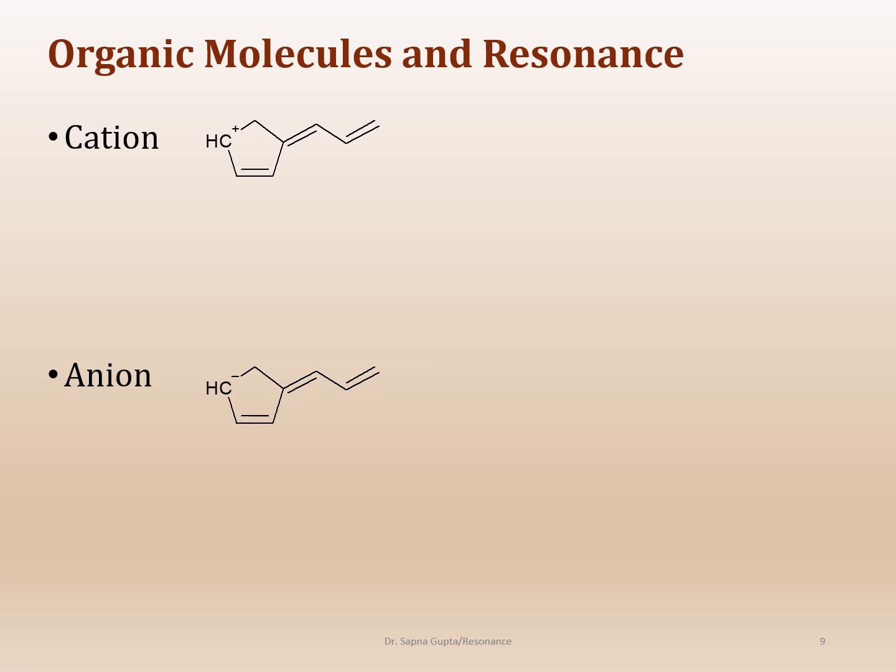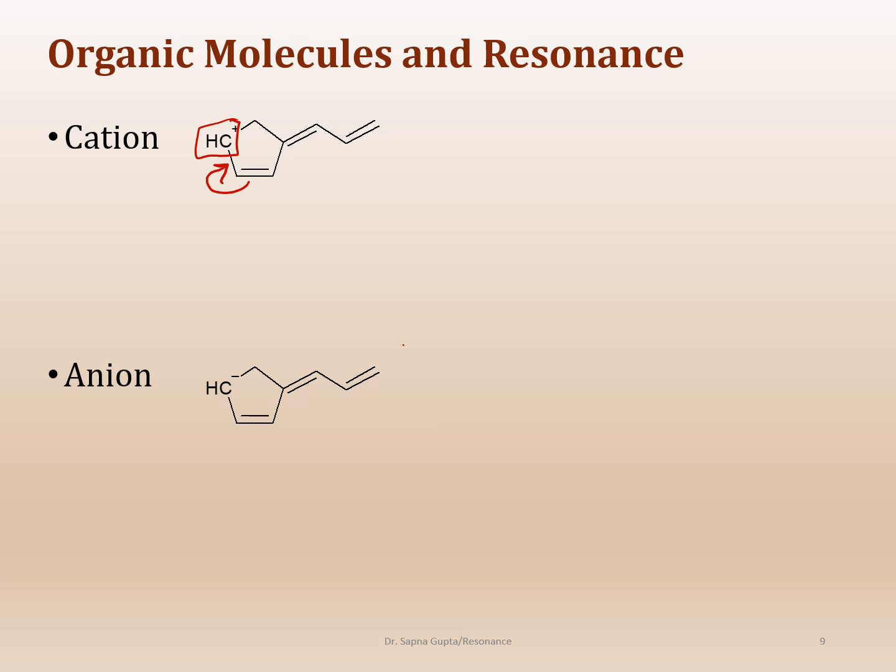I want you to keep an eye on how I am moving my electrons and in which direction I'm moving them. So for the first one, which is a cation, I'm going to move the electrons towards the cation. Why towards the cation? Because a cation is electron poor. So I can move only electrons towards the electron poor. I cannot move electrons away from electron poor.